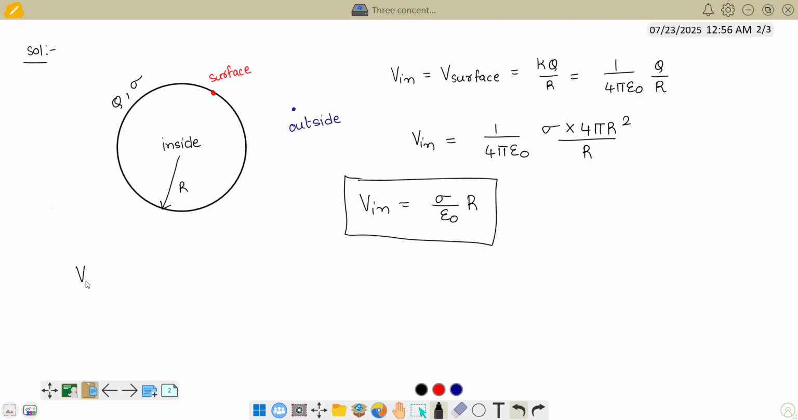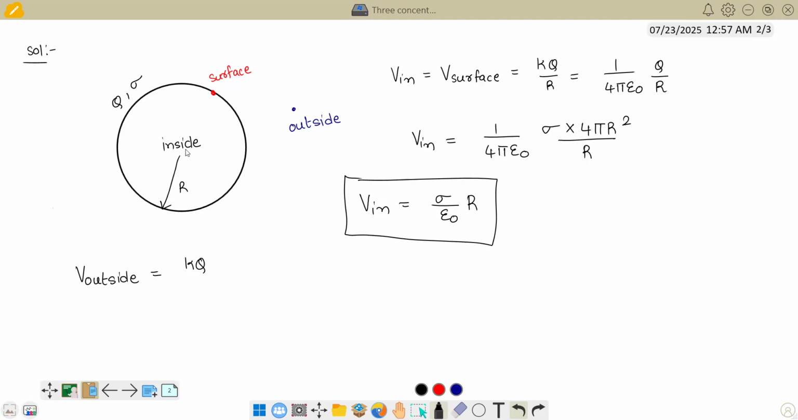Then let us see what is the formula outside, at any point outside this shell. If you take any random point, any point inside this shell would have this formula, and on the surface also it's okay. But if you go outside, the formula would change. Now let us see what is the formula for outside.